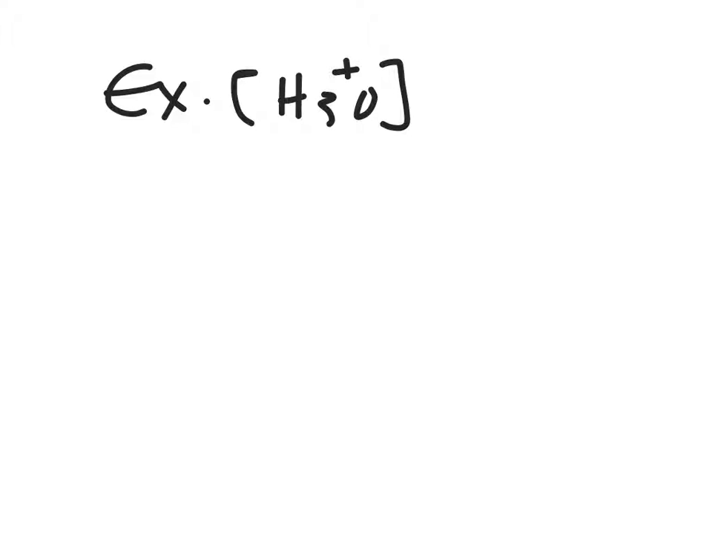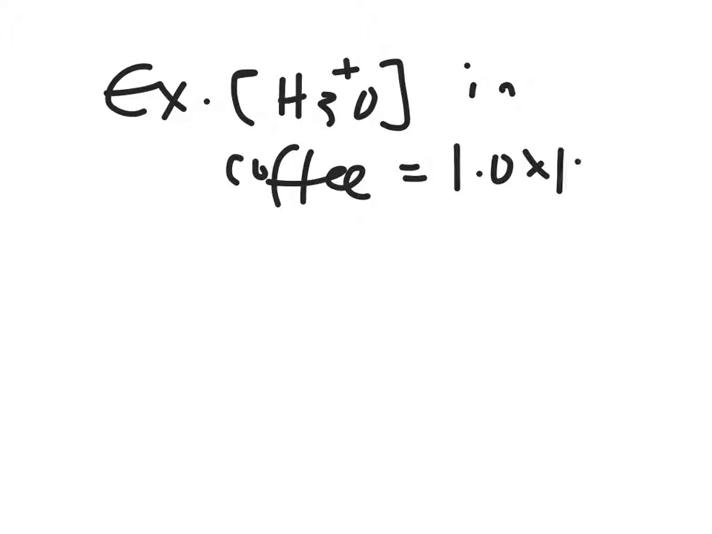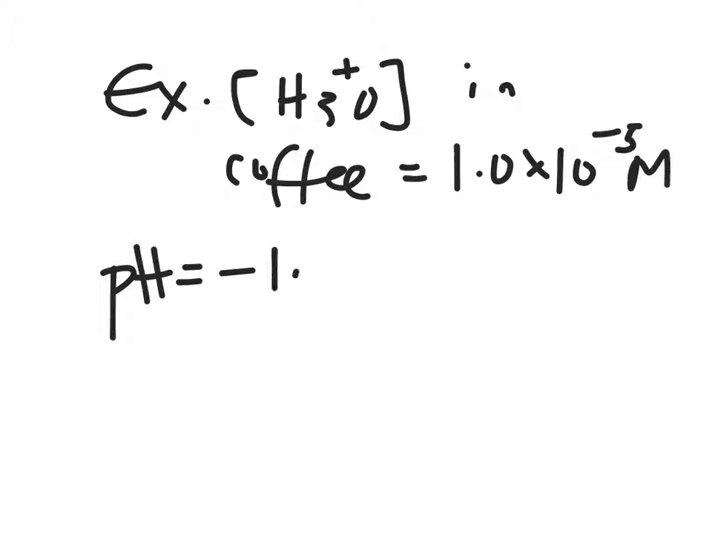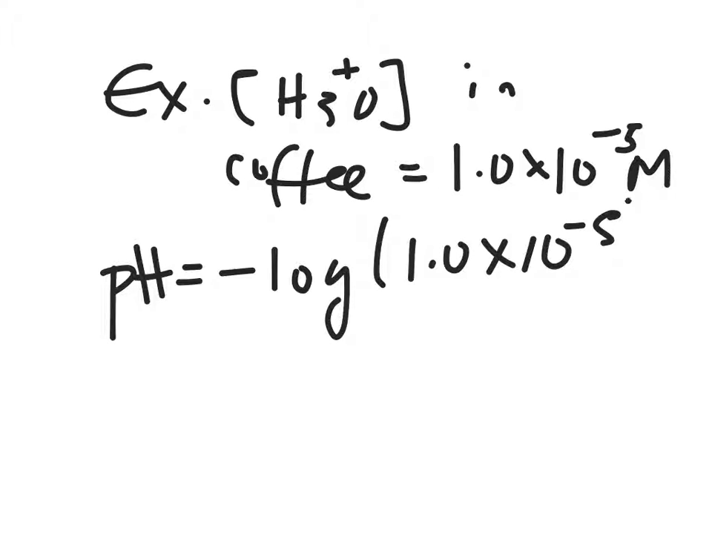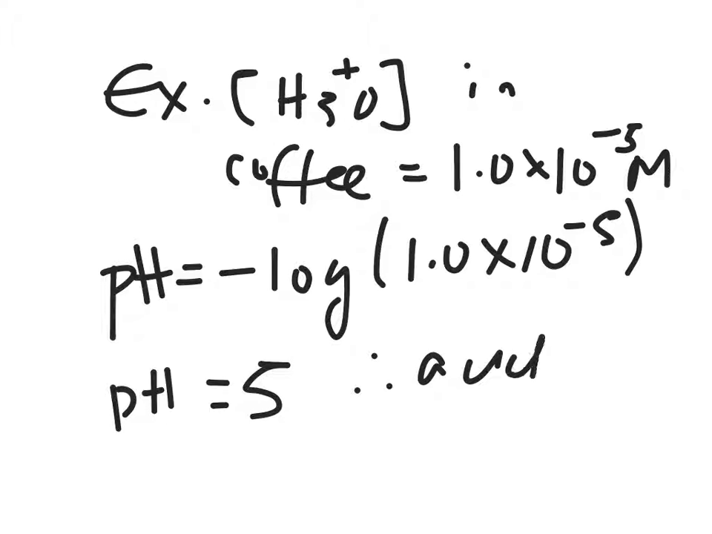So let's say that the concentration of hydronium ion in coffee is 1.0 times 10 to the minus fifth molar. Then we would calculate pH from that and say pH is the negative log base 10 of 1.0 times 10 to the minus 5. And if you took the pH of that, you would get the pH equal to 5. Therefore, coffee is an acidic solution.